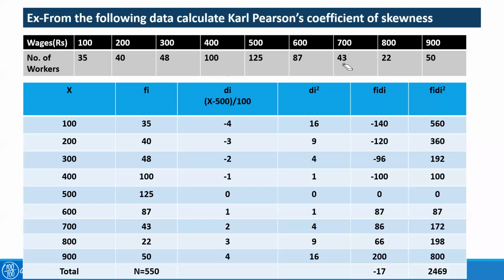Let's assume the mean as 500. Therefore, I have calculated di equals x minus 500 divided by 100. Why am I dividing by 100? Because I want to make it very small. Now 100 minus 500 by 100 will give you minus 4, then minus 3. In a similar way, I have calculated di for all the values.